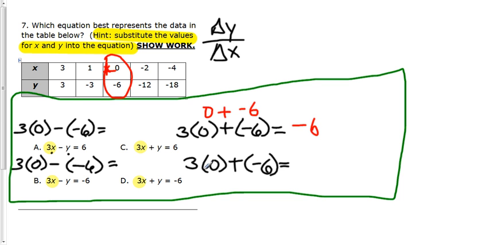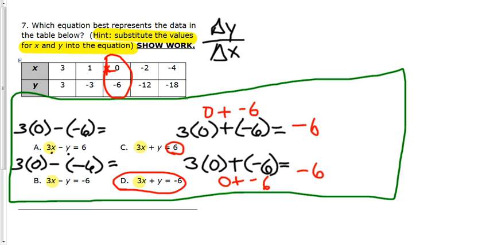Here we go again. The problem's the same. 3 times 0 is 0 plus my negative 6. I still get my answer of negative 6. The problem is, though, on C, it says the answer is positive 6, where D says the answer is negative 6. So here's my match right here. And I didn't even have to do choice A or choice B.